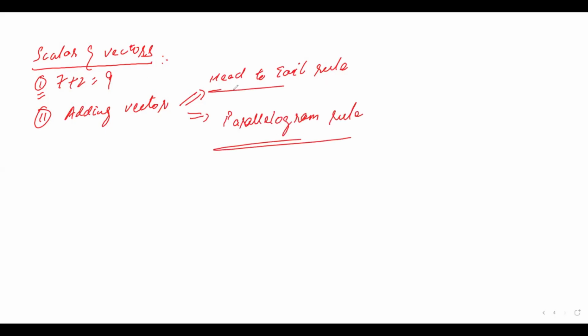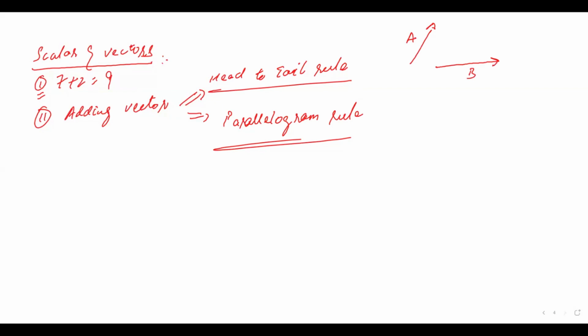The important one between these two rules is the head to tail rule. And how do we talk about the head to tail rule? For example, if you've got two vectors, one of them is directed like this, the other one is directed like this, and you're just supposed to add them. You need to add A and B.